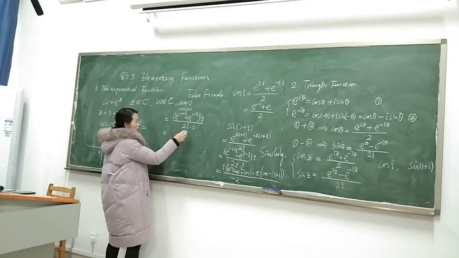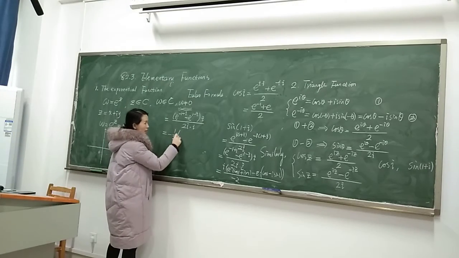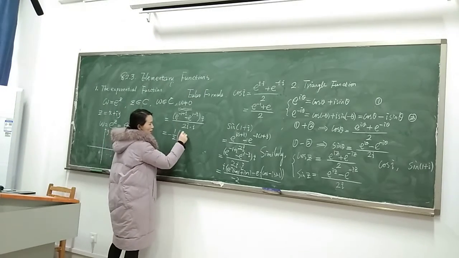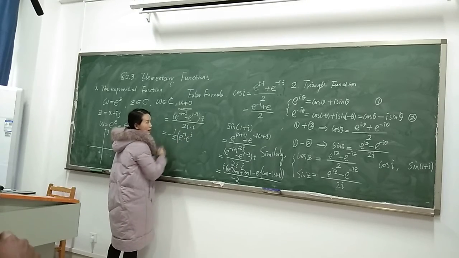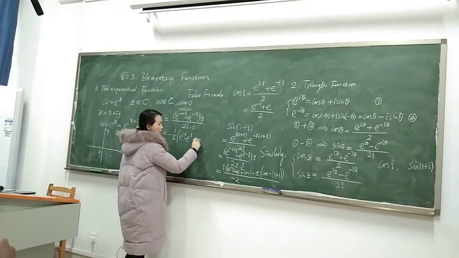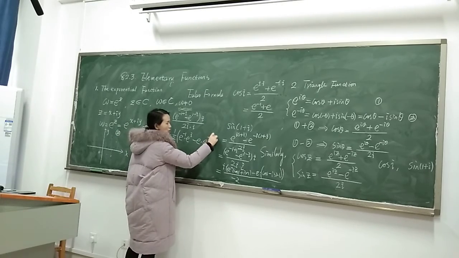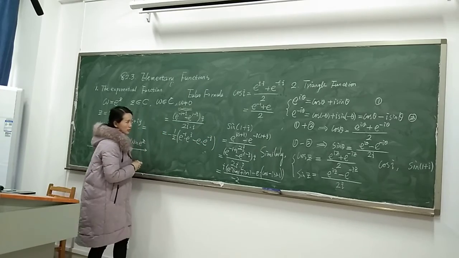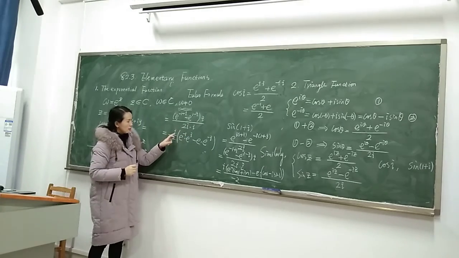So here equals minus 2. Then this one you can write e minus 1 multiply e to the i. This one you can write e multiply e to the negative I here. This I we write here.